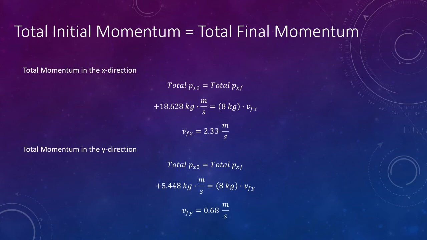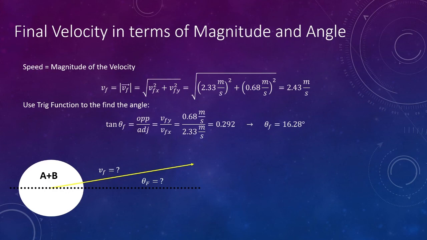If you want, we can also look at this in terms of the magnitude and angle. So let's do that. To get the magnitude of the final velocity, or the speed, it's just the Pythagorean theorem, x squared plus y squared, all under the square root. So final velocity in x squared plus final velocity in y squared, all under the square root, should end up with 2.43.